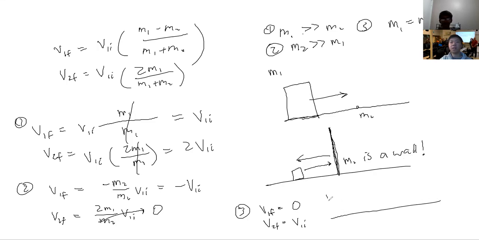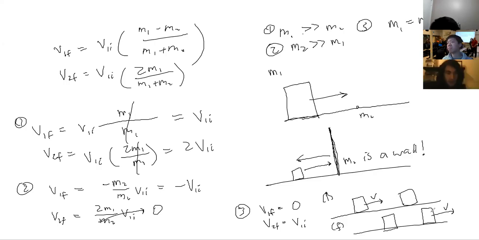And what's V2F? V2F is equal to V1I times 2M1 over M1 plus M1, which is just one, right? So this means that in the initial state, this goes at some velocity and this is stopped. But in the final state, the first block is stopped and the last block goes forward at that velocity. Which means the entire momentum of the first block is transferred onto the second block. When you think about it, it sort of makes sense.